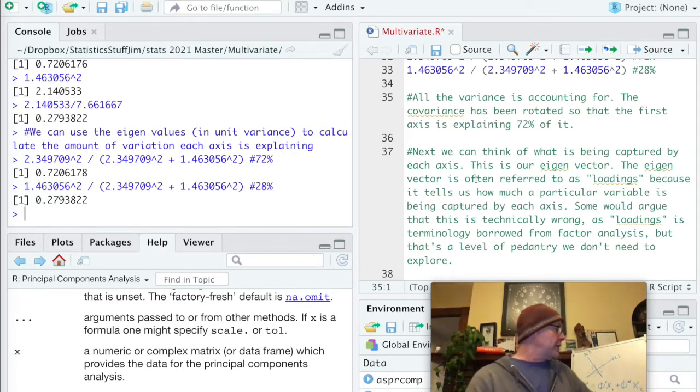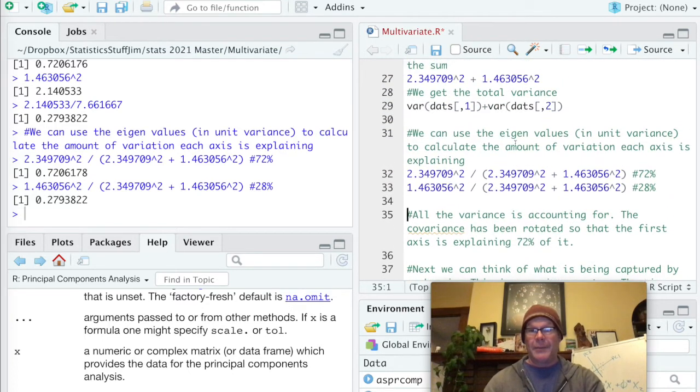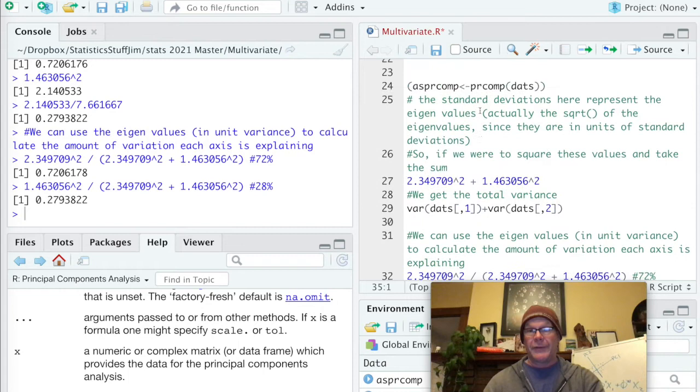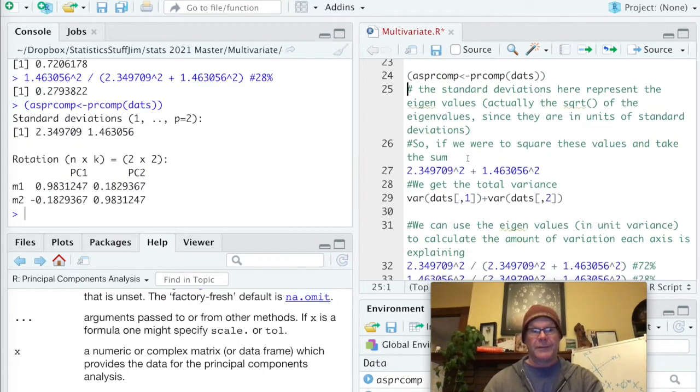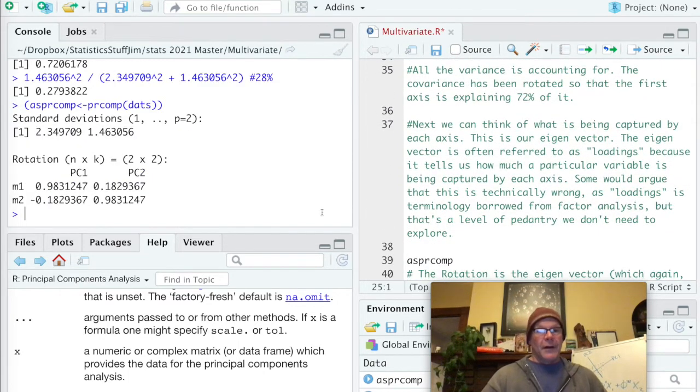And so now we can start to think about what's the relative importance of measurement 1 versus measurement 2 when describing what each of those axes are explaining. And this is what is referred to as the eigenvector. So if we go back up to our PCA object, okay, right here is our eigenvector.